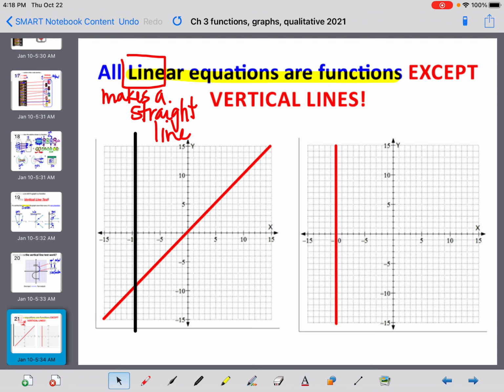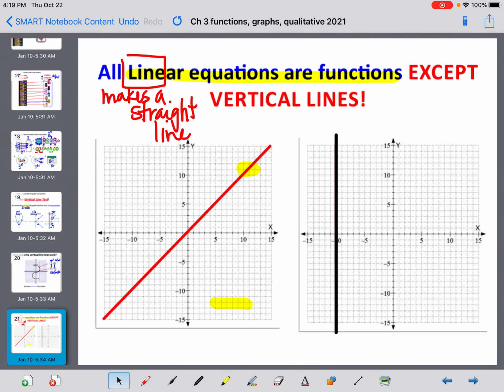And so to illustrate this, let's see this straight line is going to pass the vertical line test, right? Anywhere where this vertical line goes across, it only crosses at one spot, right? It doesn't cross anywhere else. And so any straight line graph, we call those linear equations, okay? They're always going to be functions, except for a vertical line.